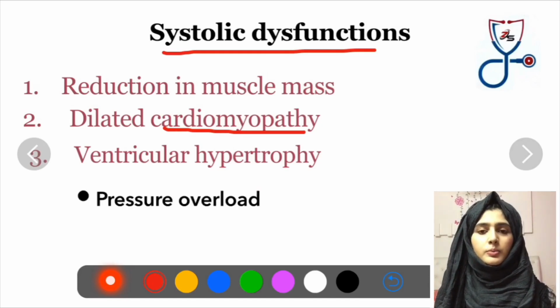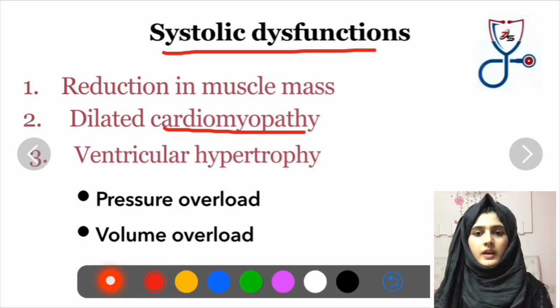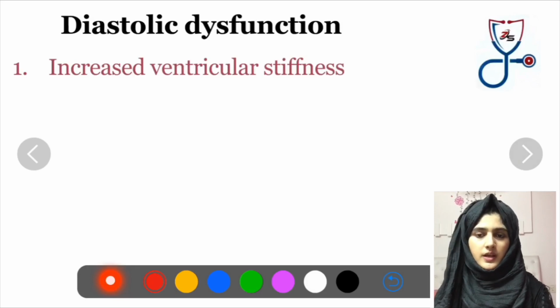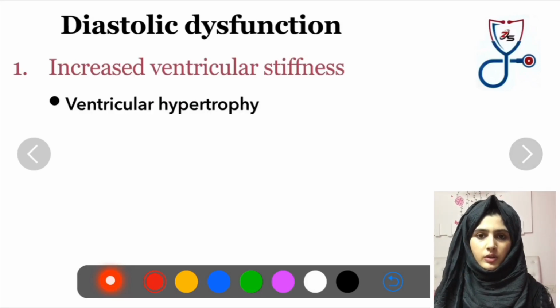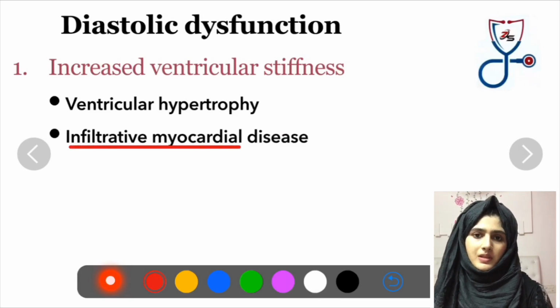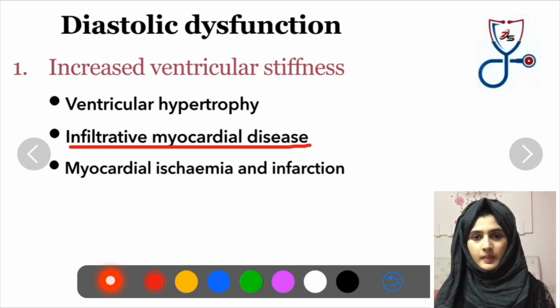It may be due to pressure overload, where there is thickening in the ventricular wall, or it may be due to volume overload, where there is enlargement in the size of the ventricular chamber. Diastolic dysfunction: one, it may be due to increased ventricular stiffness. This may be due to ventricular hypertrophy, or infiltrative myocardial disease where there is deposition of abnormal substance in the heart muscles, or myocardial infarction or myocardial ischemia.